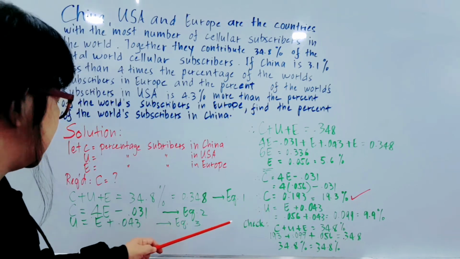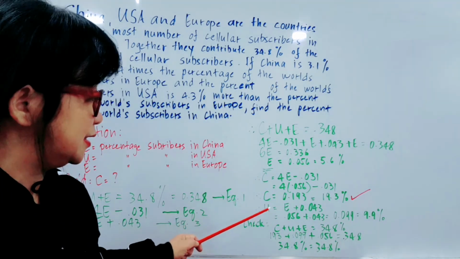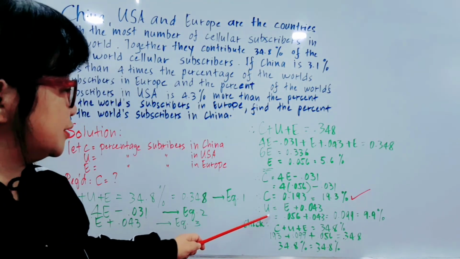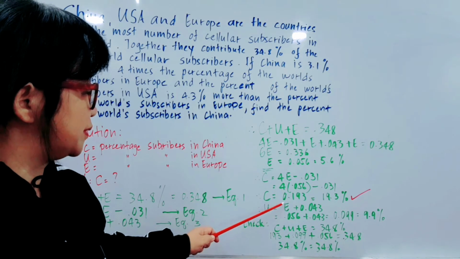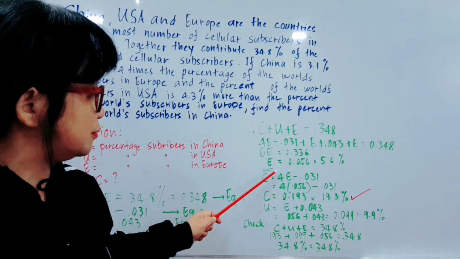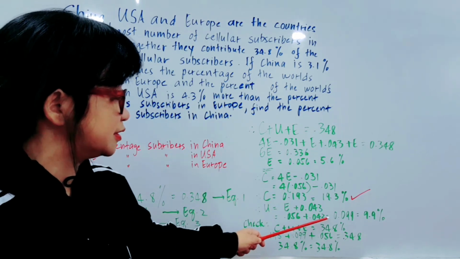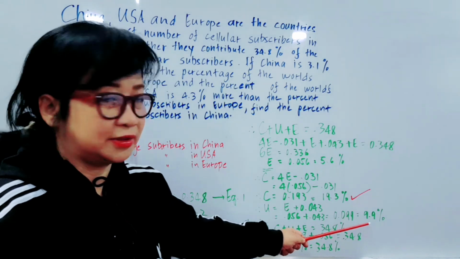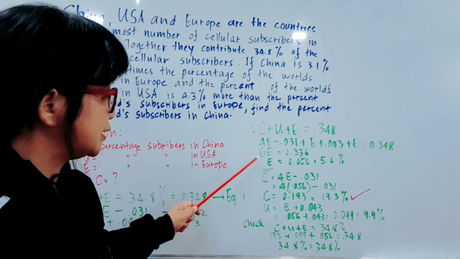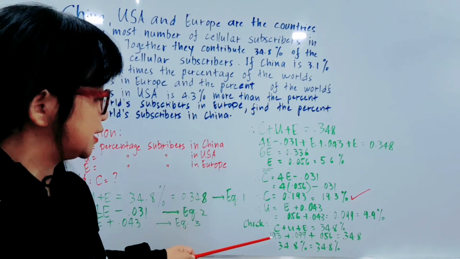Now, meron na tayong E, meron tayong C, masolve natin ang U. Isolve lang natin ang U kahit hindi siya required para ma-check natin kung correct ang answer natin. So, from equation 3, we can substitute also the value of E. U is equal to E plus 0.043. U therefore is equal to 0.056 plus 0.043 is equal to 0.099 which is equal to 9.9%. Now, mayroon na tayo, kompleto na, mayroon ng Europe, China, and USA.